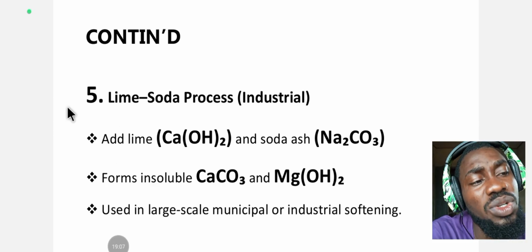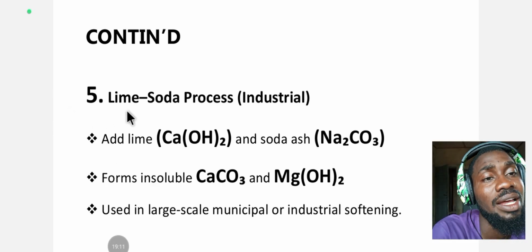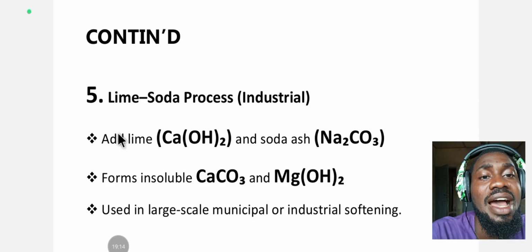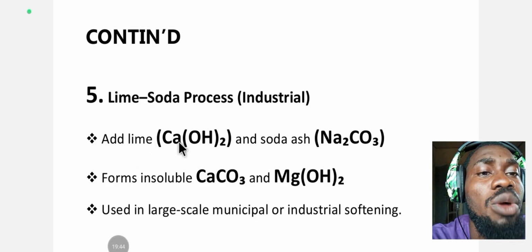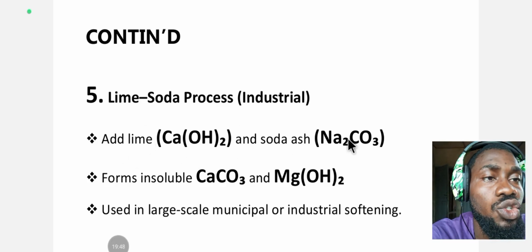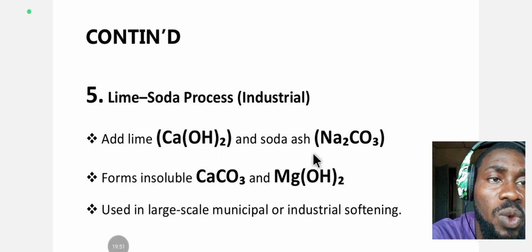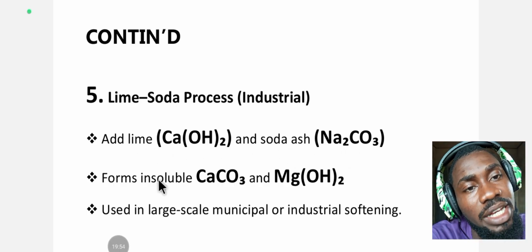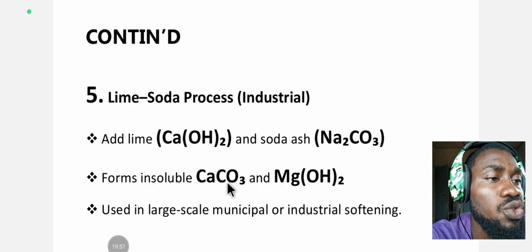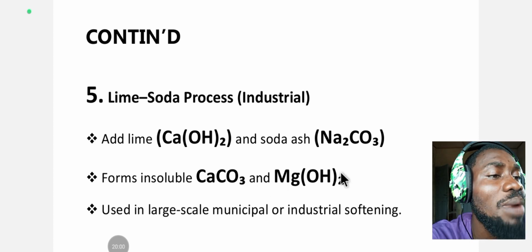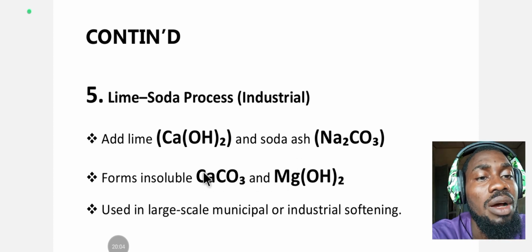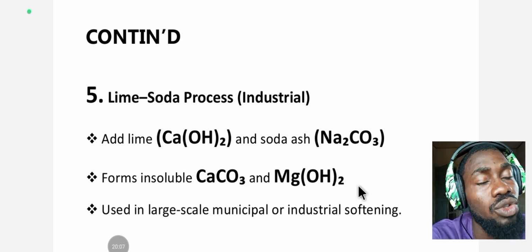The fifth and the final process of removing hardness of water industrially or commercially is adding of what? Lime, which is calcium hydroxide, and soda ash, which is sodium carbonate. So when you add both of them to hard water, it forms insoluble calcium carbonate and magnesium hydroxide. Both calcium carbonate and magnesium hydroxide are insoluble.